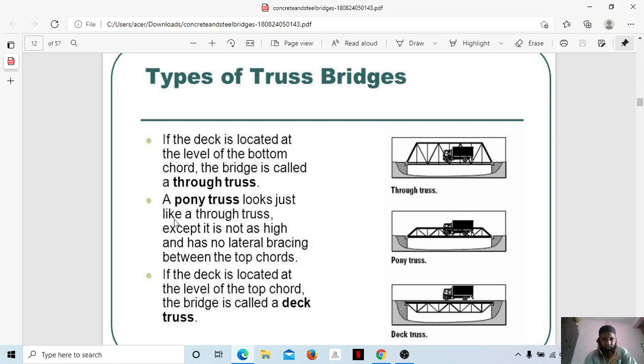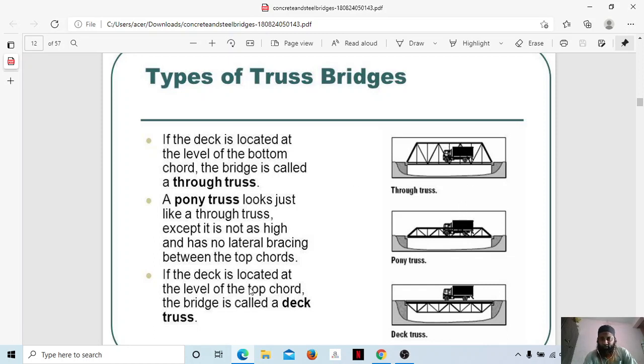You can see here a pony truss looks just like a through truss, except it is not as high and has no lateral bracing between the top chords. You can see there is no lateral bracing here between the top chords, and it is not so high. You can just see this is very high here, through truss, whereas this pony truss is not so high. It is resting the same way. You have these bracings here, but it is not so high like this one placed here.